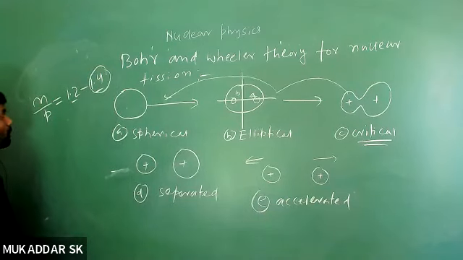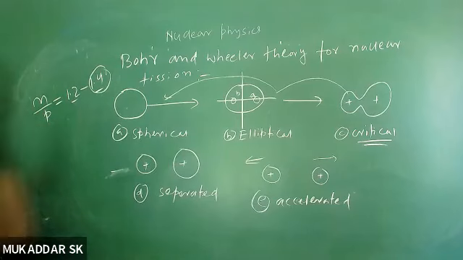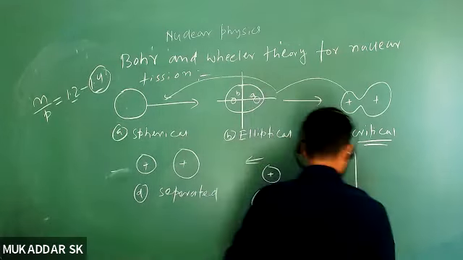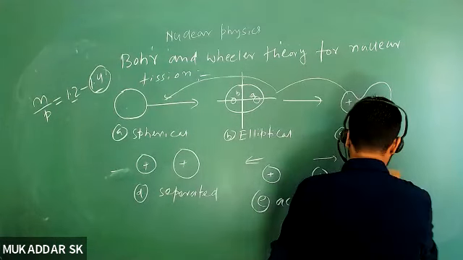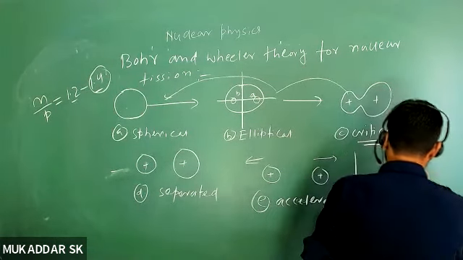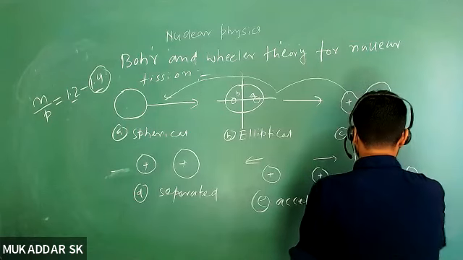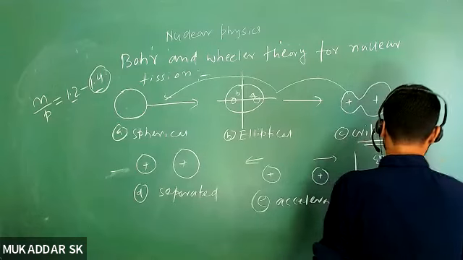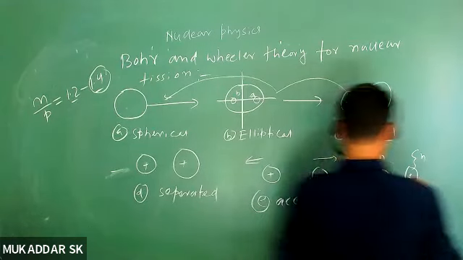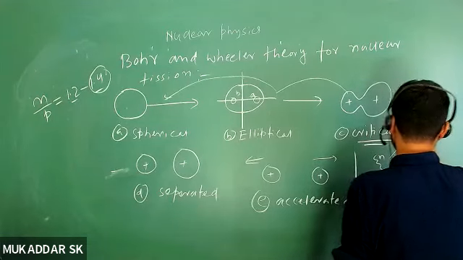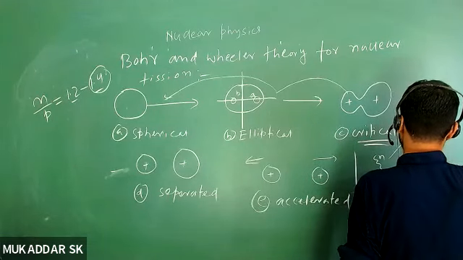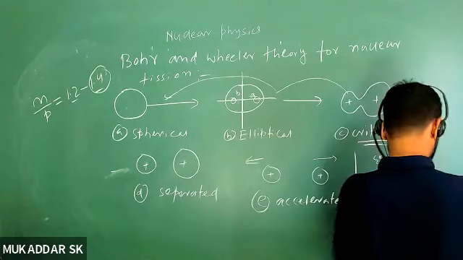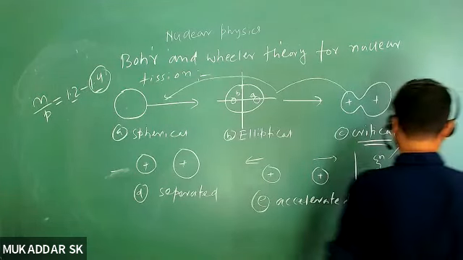So what will they do? They will emit neutron particles. So after that, there will be emission of neutron particles from both nuclei. Okay. So this neutron is known as prompt neutron.